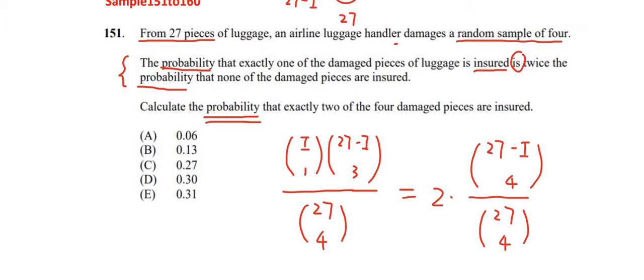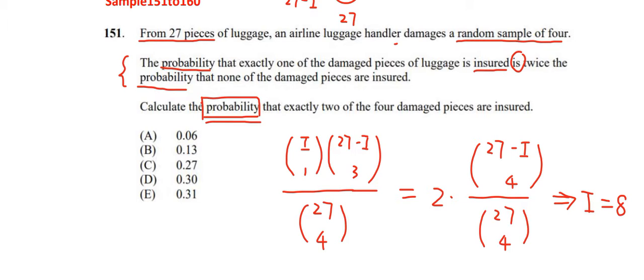So from here we solve this equation. We find I equals 8. So this means among 27, 8 are insured. Then 27 minus 8, 15 are not insured. So by now it's very easy to find the probability.